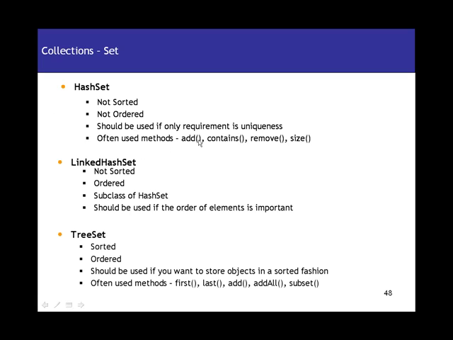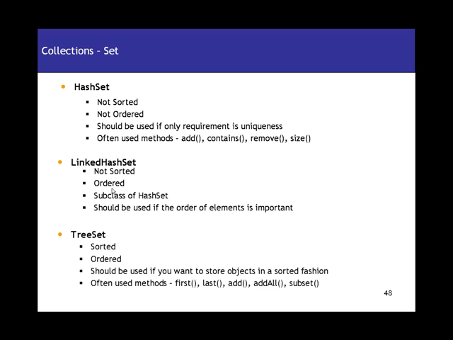And the often used methods are add, which adds an element to the set; contains, which tells whether the particular element you are searching for belongs to that set or not, right; remove; and size. Okay. Next is linked hash set. Linked hash set is not sorted, but it is ordered. And what is the order criteria here? The criteria is nothing but the order in which the elements were added. So when you iterate over the linked hash set, the elements are retrieved in the order in which you added them, right?